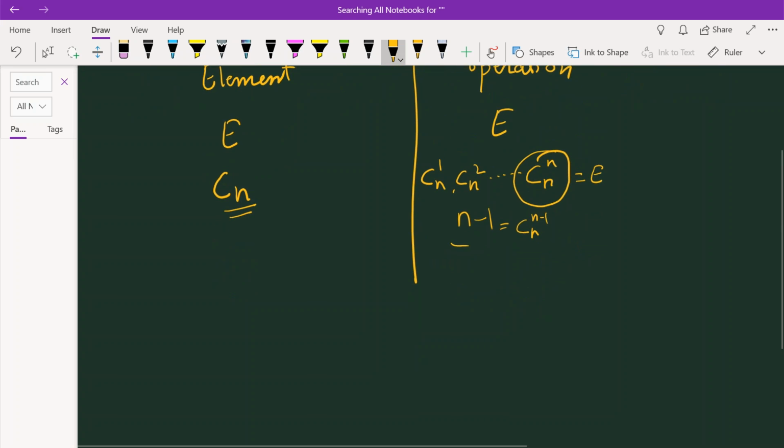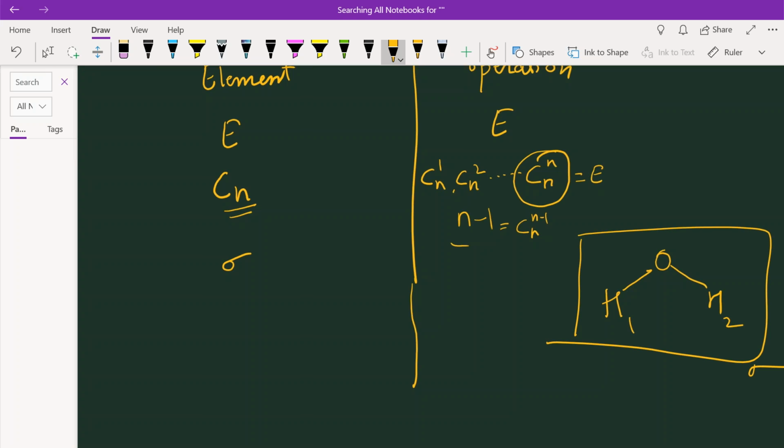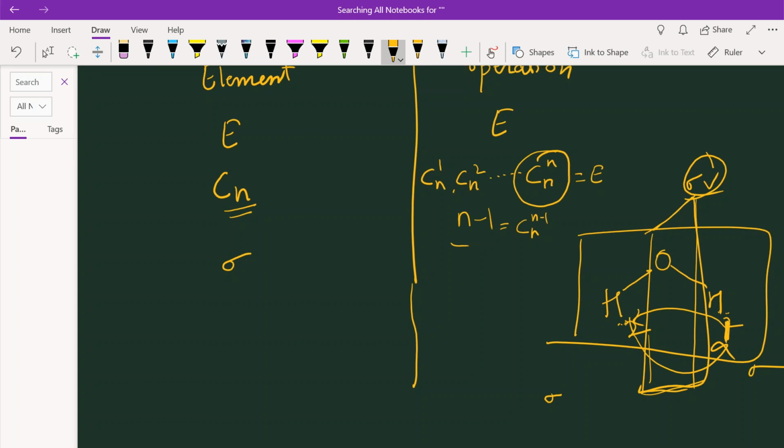Now for sigma, again I'll take the example of water only, H1 and H2. This is one sigma plane and this is another sigma plane. When you do sigma v prime for this molecule, your H2 will have its image here and H1 will have its image here. That means the molecule would be in this format. Once again if you do sigma v prime, the molecule changes from 1 2 back to 1 2, and you get the original molecule. That means if you do sigma square, you get nothing but E. So how many operations? Only one, that is sigma.